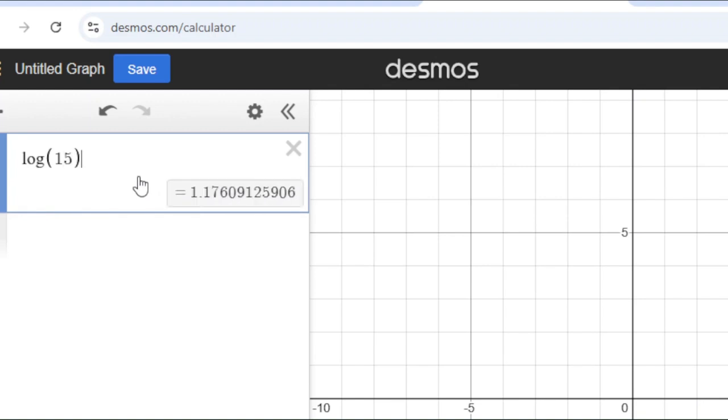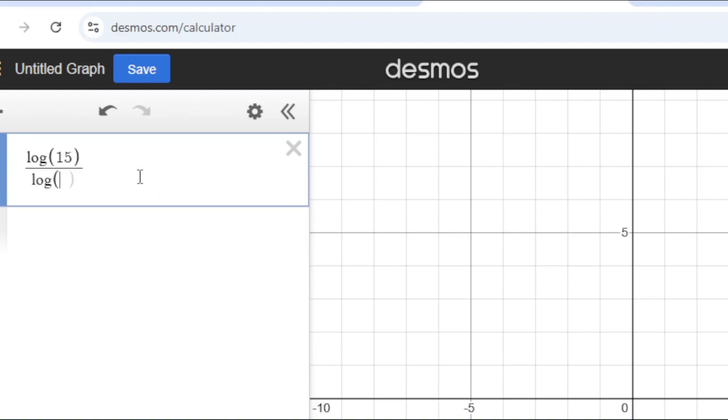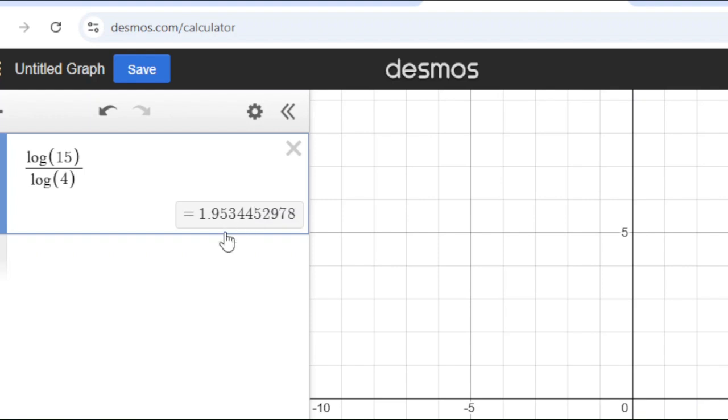So log 15 divided by log 4. And notice that's our answer. So what is this rounded to 4 decimal places? Well, it's 1.9534. Okay, and we keep that 4. We don't round it up to a 5 because the number after it is a 4. It's less than 5. So 1.9534. If the number after that first 4 was like a 6 or 7 or something, we'd have to round this 4 up to a 5, right? So 1.9534.